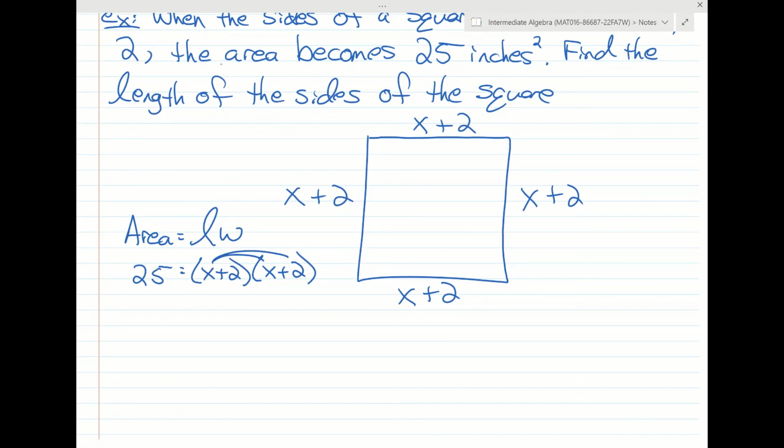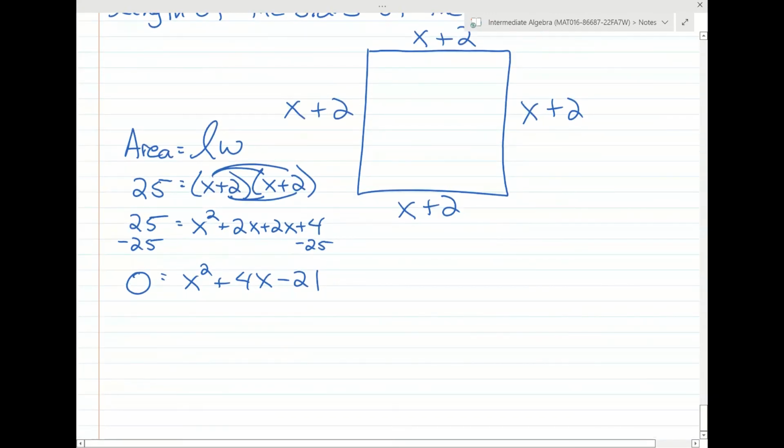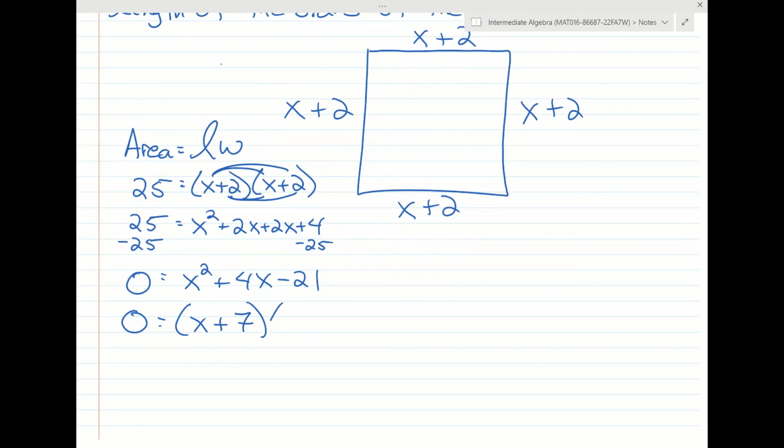So if we were to distribute, you get x squared plus 2x plus 2x plus 4 is equal to 25. We'll make it equal to 0. And then just solve it like the other problems. You factor this, this will just be x plus 7 times x minus 3. We'll get x is negative 7 and x is 3.